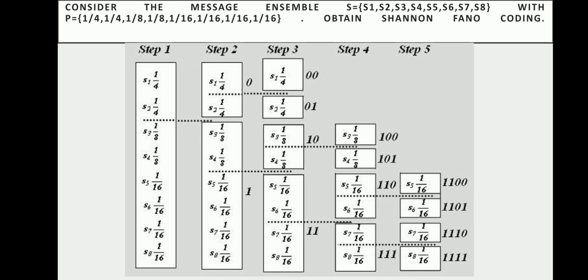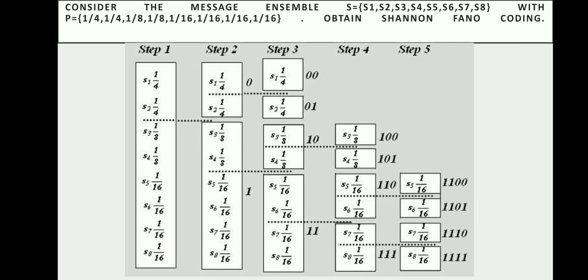So next we need to again consider each group separately. Then we need to divide each group into subgroups. The condition is that the sum of the subgroup probabilities are nearly equal. So first we consider the first group, which consists of S1 S2. We can divide S1 alone and S2 alone. Then we give the coding of 0 for S1 and 1 for S2. We already coded 0 for S1 and S2 in step 2, so that 0 we need to consider. So at step 3, S1 is coded as 00 and S2 is 01.